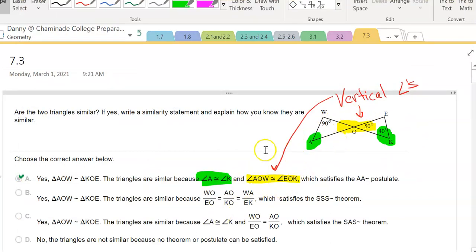In this first problem, we're asking, how is this similar? We're given the vertical angles, like we talked about. And we're given that this is 90. If we add 50 and 40, that's 90, which means this third angle also has to be 90. So this is where we get the angle-angle.